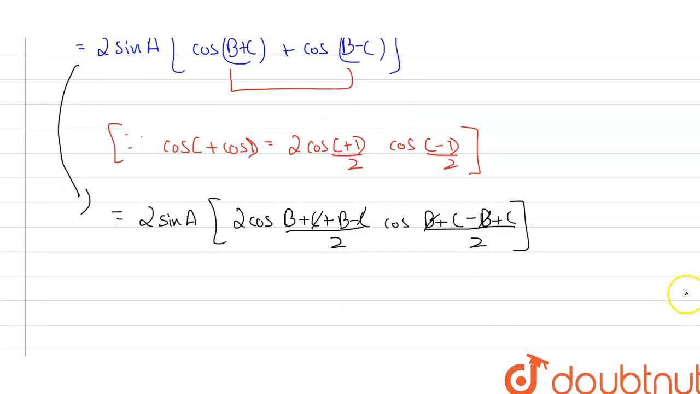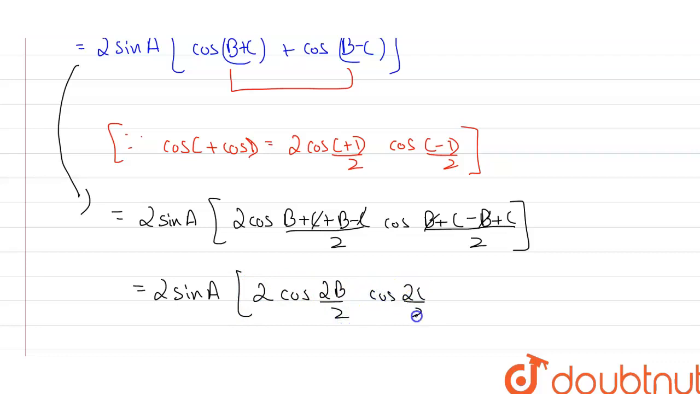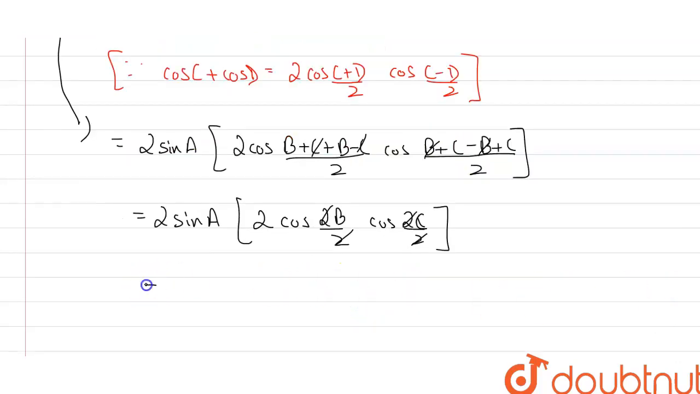Okay, so after this we are going to receive the value as 2 sin A, and here I have 2 cos of 2B by 2, and after this cos of 2C by 2. Now you can clearly see that this 2 and this 2 cancel out. So we are receiving the value as 2 sin A, and in bracket there are 2 cos B and cos C.